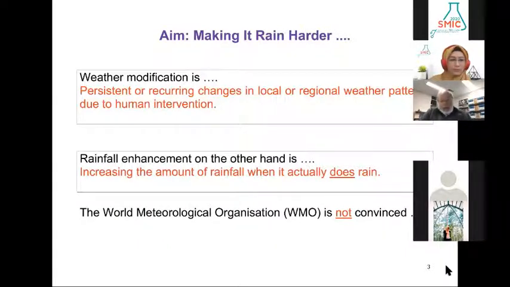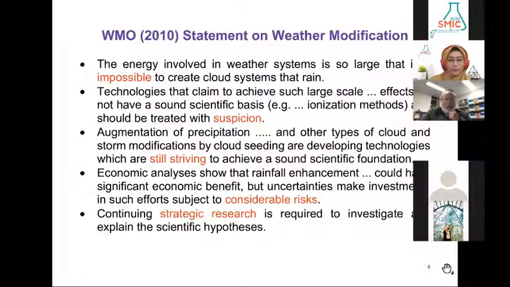Now, the World Meteorological Organization, or WMO, is not too convinced about rainfall enhancement. This becomes clear when you see their statement on weather modification, 2010, which says effectively it's impossible to create cloud systems that rain. Any technology that claims it can do such things should be treated with suspicion.